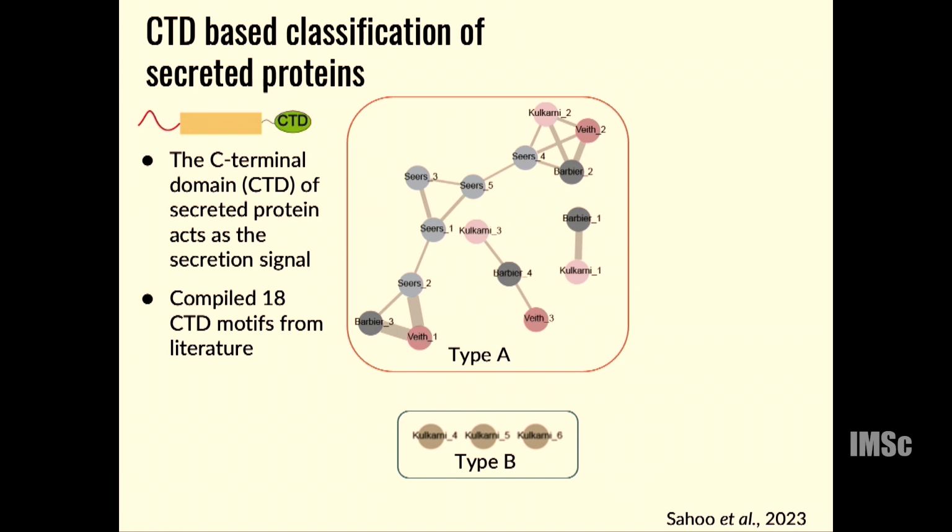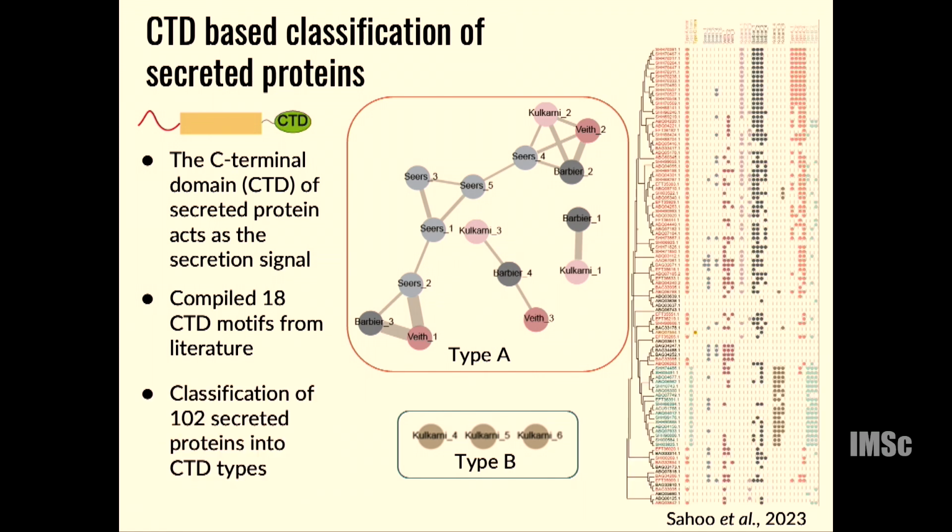So we took all these motifs and the available HMM models for these CTDs, and we classified the 102 secreted proteins that we compiled into the different kinds of CTD. We were able to classify some as type A, some as type B, and there was one protein of type C, and there are some proteins which we are not able to classify. Maybe they have some novel CTD which is not experimentally characterized.